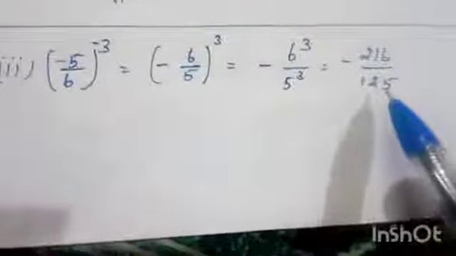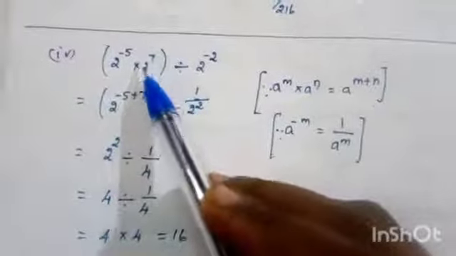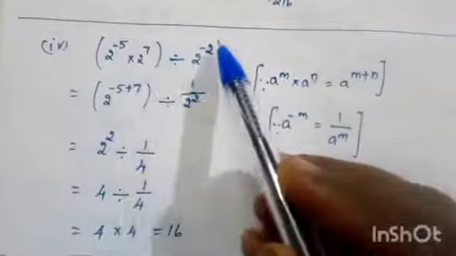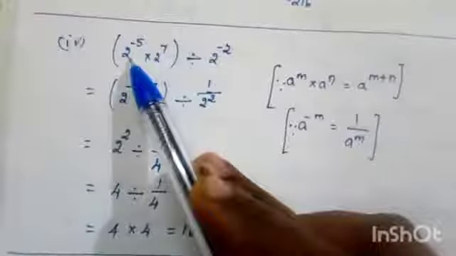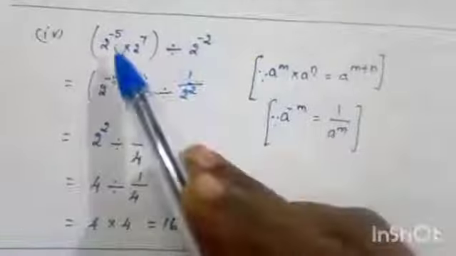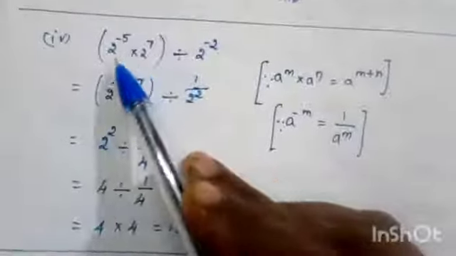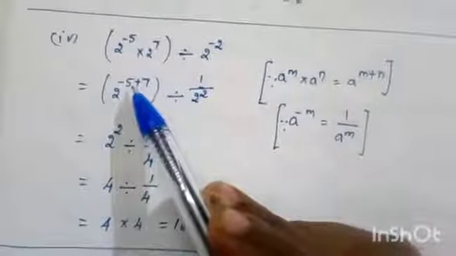Now the fourth problem, 2 power minus 5 into 2 power 7 divided by 2 power minus 2. First you have to simplify this bracket. It is in the form a power m into a power n, that is equal to a power m plus n, since it is the same base. In a product, you have to add the powers.